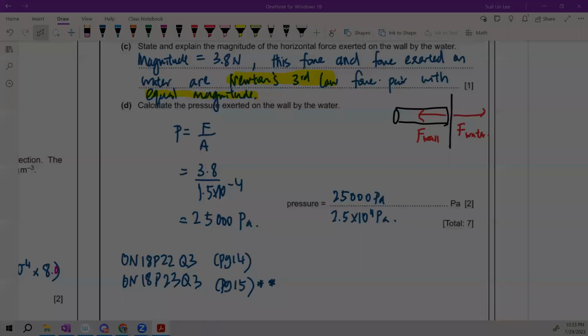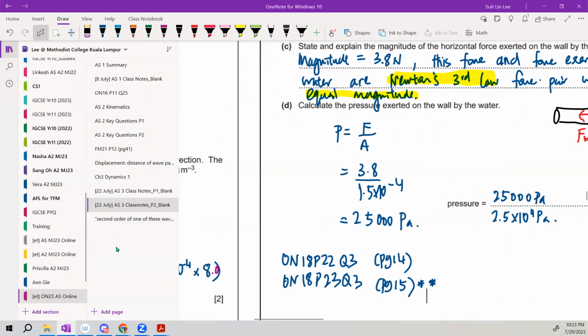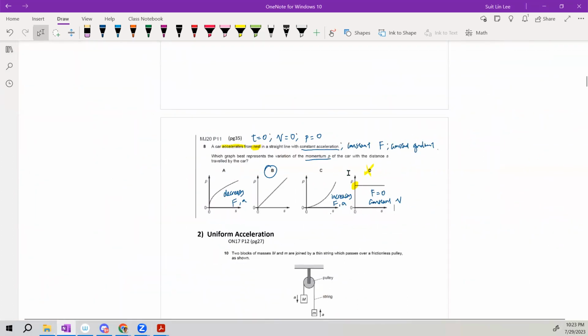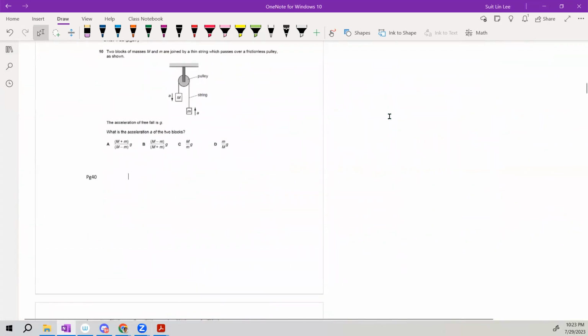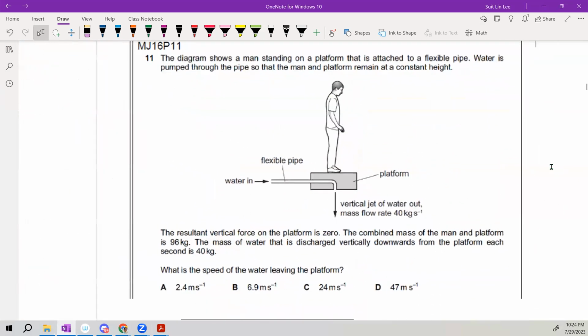So another one that we can think about is the pretty popular platform question. I'm guessing most of the time you will see a similar diagram like this. And it has been a while since they asked something like so. So who knows? Maybe it's in the near future. Page 22 if you're looking at the paper one. Okay. So here is another example of basically there's some water or some air flowing out. And it says that the flow rate is 40 kg per second. Okay. The resultant vertical force on the platform is 0.